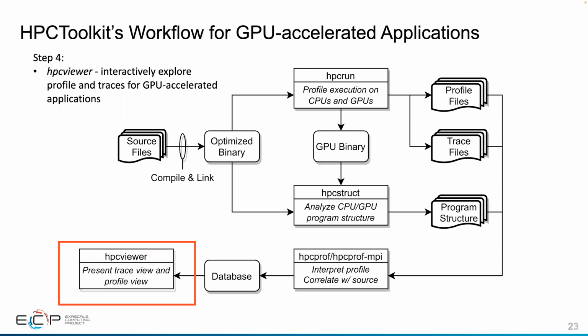So the last piece in the chain: after HPCprof or HPCprof MPI takes the program structure, the profiles and trace files, it assembles them into a database, taking all of the measurements and mapping them back to source code with the aid of the program structure information. Then we get to use our HPCviewer user interface to present traces and profiles, and also graph metrics across the threads and GPU streams in the application.